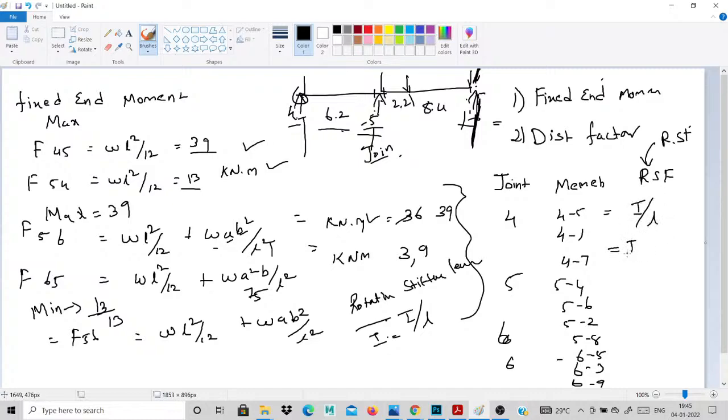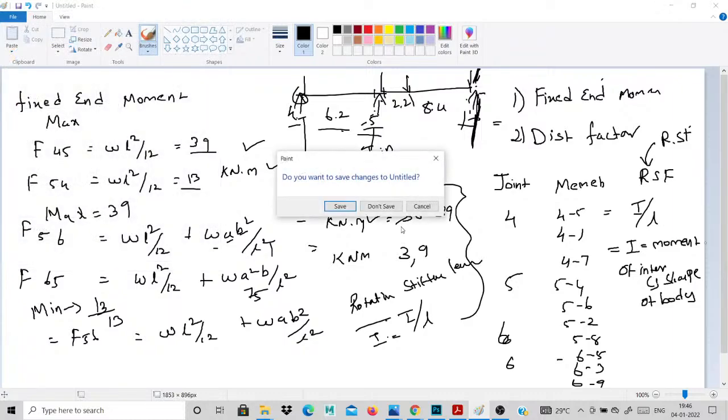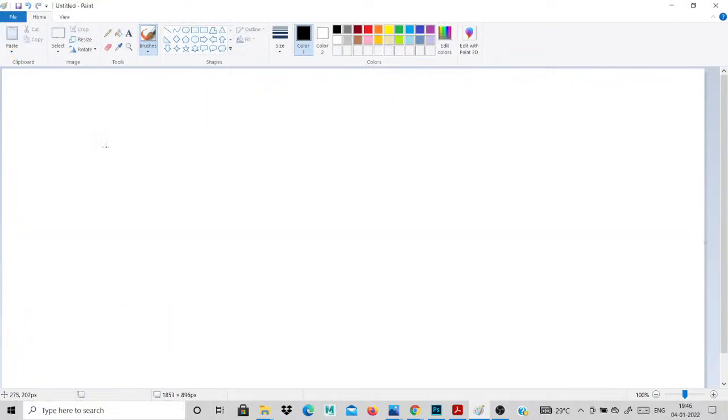I is the moment of inertia, the shape of the body. Okay, the moment of inertia is the shape of the body. Simply, you calculate the shape of the body as the moment of inertia, I. How to calculate the I value? I equal to BD cube. Okay, I go to another page. Rotation stiffness factor equals I by L.